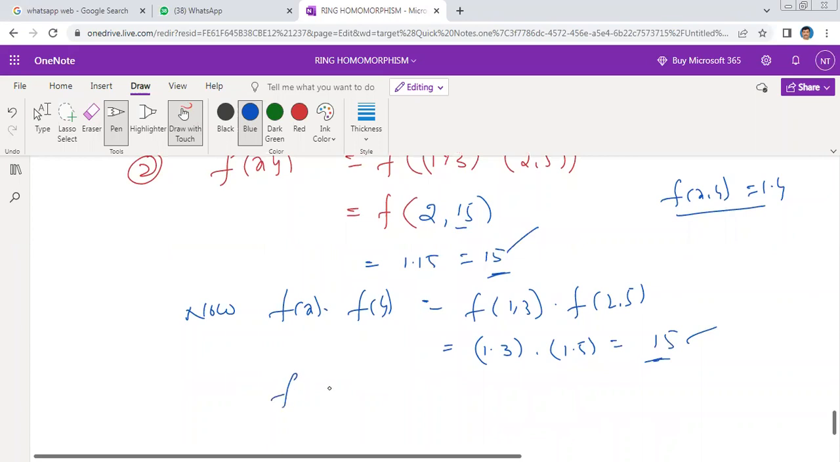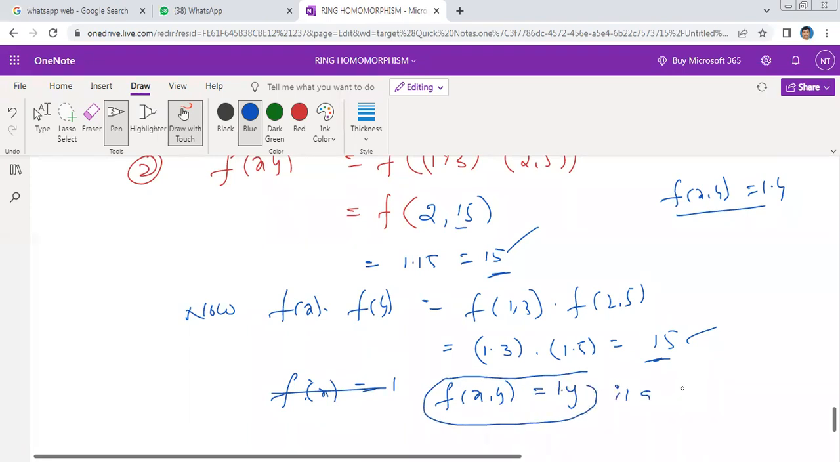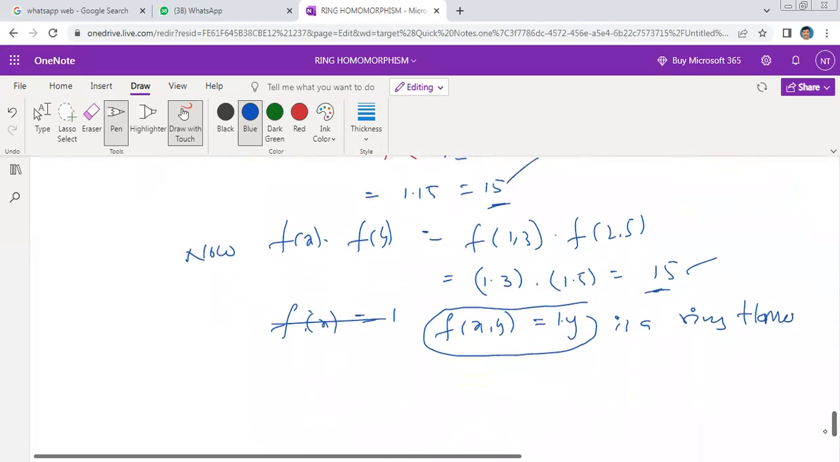So f of x is equal to f of x, this function is what? f of ordered pair x comma y is equal to 1 into y. 1 into y is a ring homomorphism. Similarly, f of xy is equal to 1 into x, the first element. This is a ring homomorphism. f of xy is equal to 0, this is the trivial homomorphism. This homomorphism is called the trivial homomorphism.